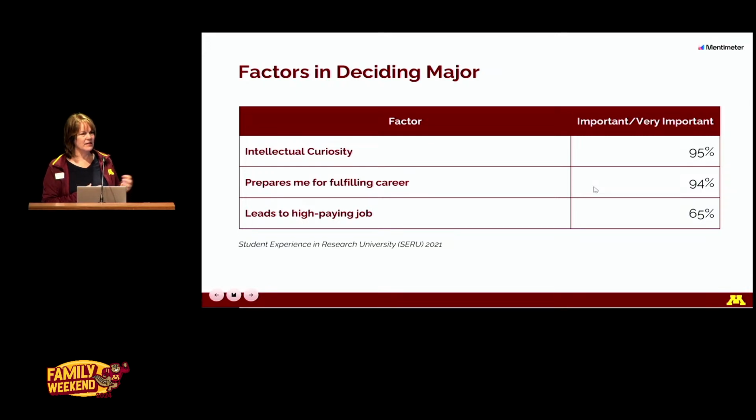And I wanted to start with this slide. This is from one of our surveys that we do of all students at the university. Well, I shouldn't say all students. It's a sample, but across all ages and stages and levels and majors. And this is the results to the question of what are the factors that you use to decide your major. And as you can see, the number one factor is just intellectual curiosity. So students who are here because they love the subject that they're studying and they are excited about learning things, that's a high number, 95%.